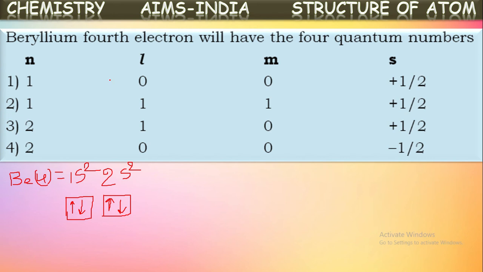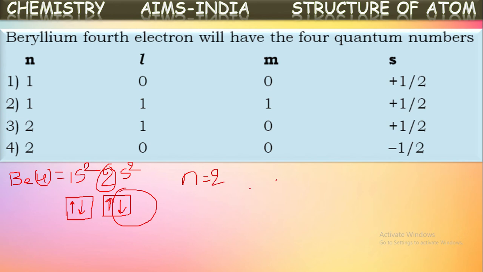Now they're asking to write the set of quantum numbers for the last electron. Now this is the last electron. For this we have to write the quantum numbers. First we write the principal quantum number. The n value gives the number of the orbit in which that last electron is present. In which orbit is it? In the second orbit. Now we can write n is equal to 2.